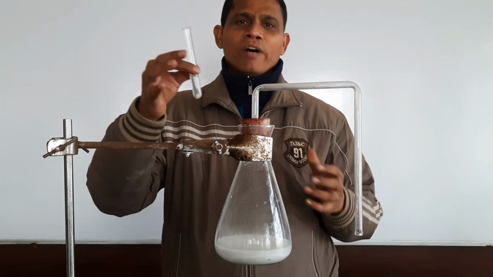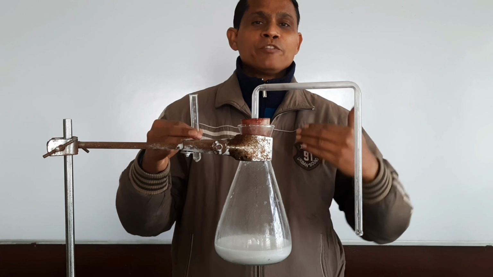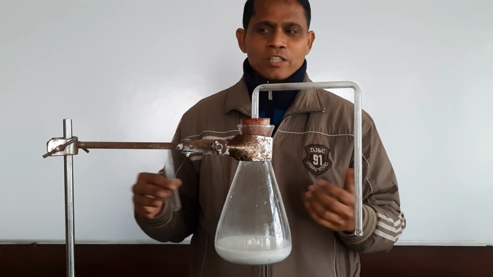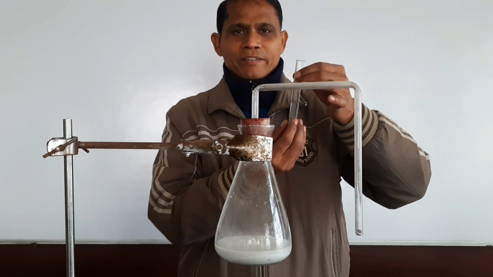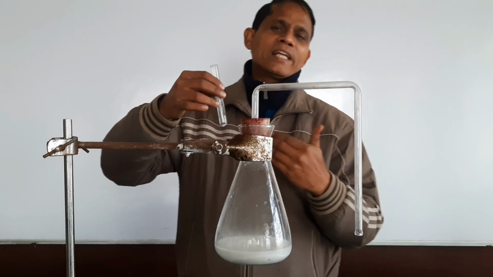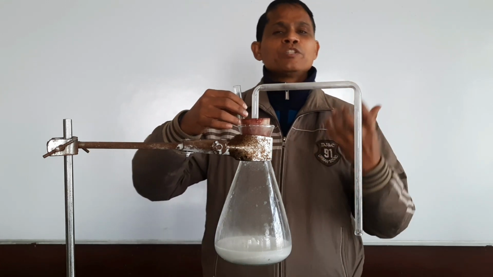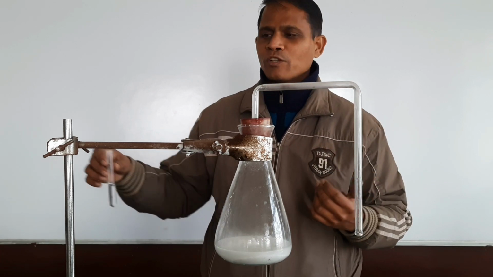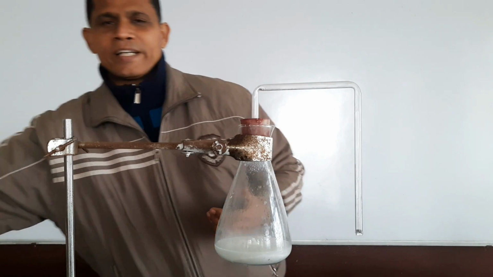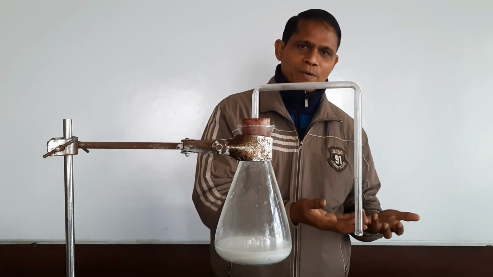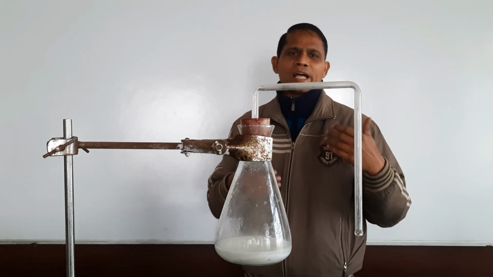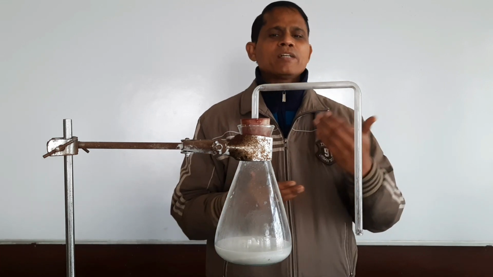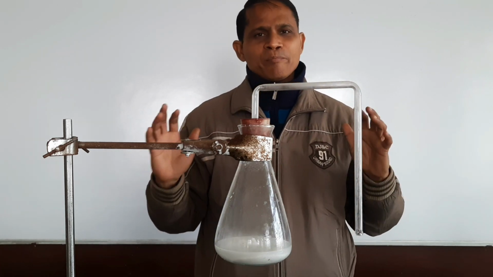Milkiness disappears. Why has the milkiness disappeared? Due to the formation of calcium hydrogen carbonate, which is soluble. Again, if I warm it, if I heat this tube, the milkiness will appear again due to the formation of calcium carbonate. So that is a very important reaction: what happens when carbon dioxide is passed through, and what is the chemical reaction? But the chemical reaction I have already shown on the board, so you can see it. And its explanation is very important, student.